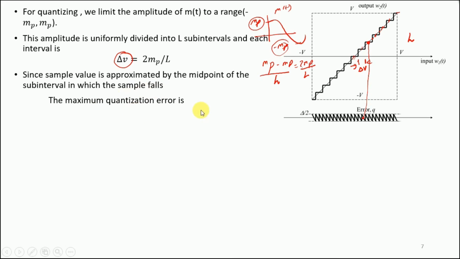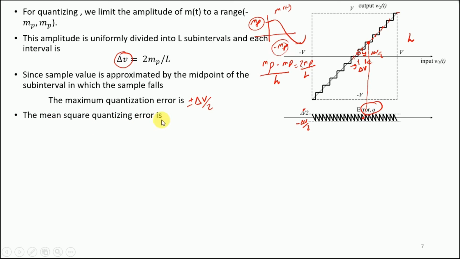this means that the maximum quantization error is, so this whole thing is delta V, and in the midpoint there is no error. So from this point to this interval over here, this is simply delta V by 2, and similarly over here this is minus delta V by 2. So we have delta V by 2 to minus delta V by 2. So this is our error q. Our error q is from delta V by 2 to minus delta V by 2, that is, midpoint to the left and to the right. So the error is simply plus minus delta V by 2.